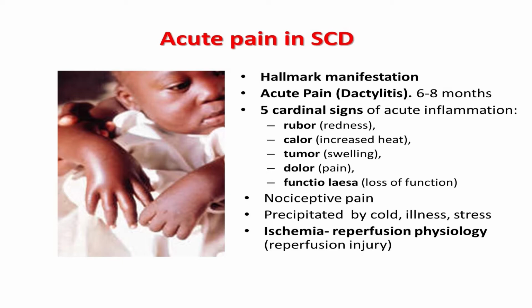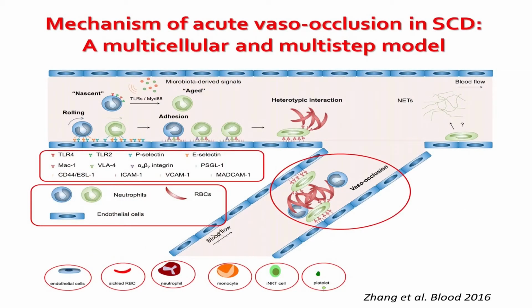We also know, as you saw this cartoon earlier today, although the sickle cell is in the center of all this vaso-occlusion, other cells are also very important and play an important role in pathology. So you saw that earlier, like white cells play an important role, endothelial cells, as well as different mediators.